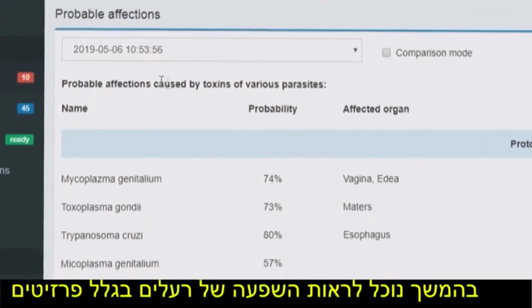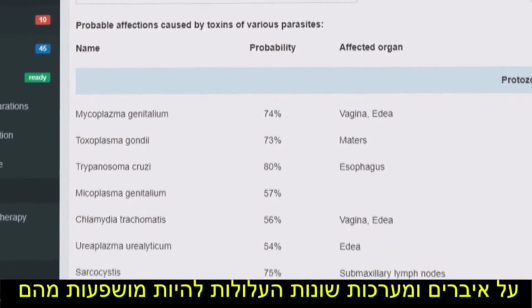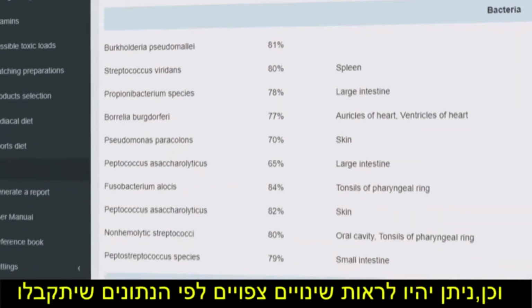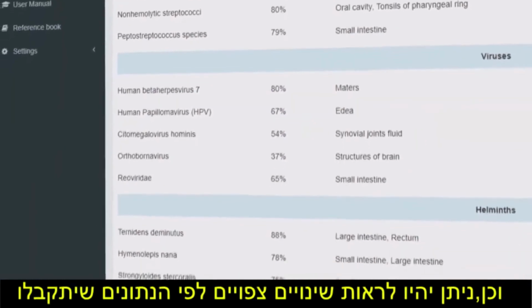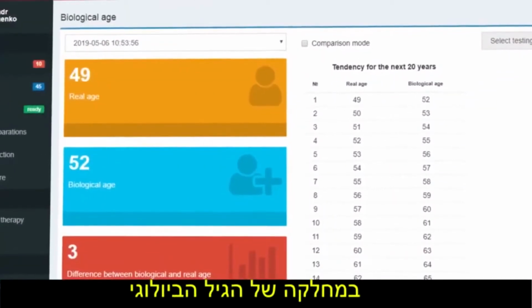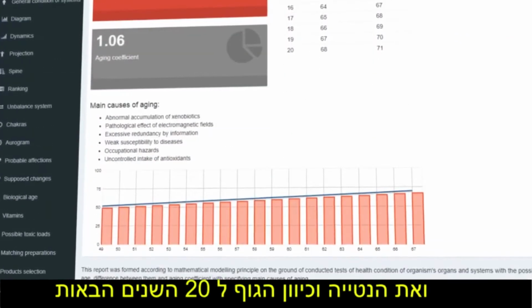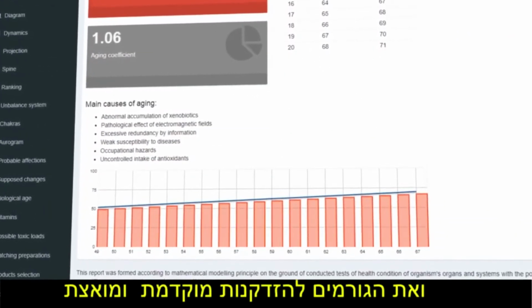Next, we can view the probabilistic burdens of various parasites with toxins and target organs that can be affected. Also, there are the expected changes in organs and systems below. In the biological age section, you can see the corresponding indicators as well as the tendency for the next 20 years and the causes of aging.